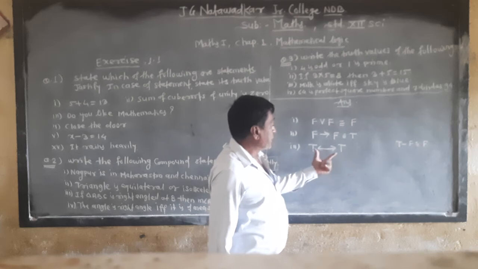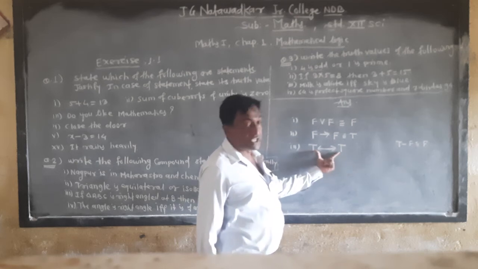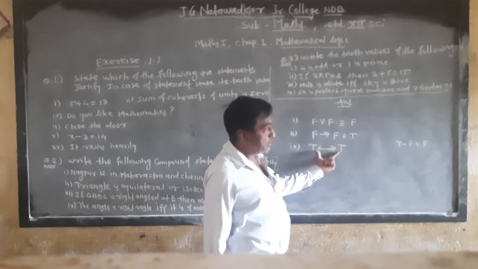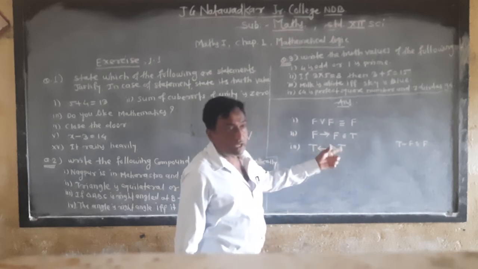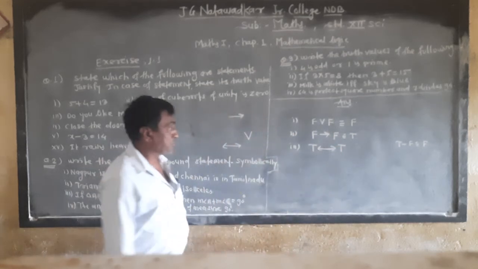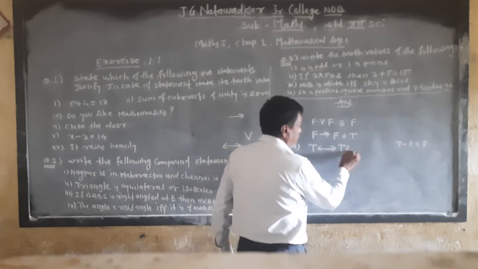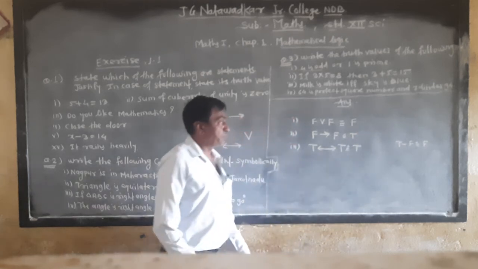In case of both-way implication, if both entries are the same, then the answer is true. Both are the same means both are true or both are false, then the answer is true. Otherwise the answer is false. So here both are true, so the answer is T, true. And so its truth value is capital T.